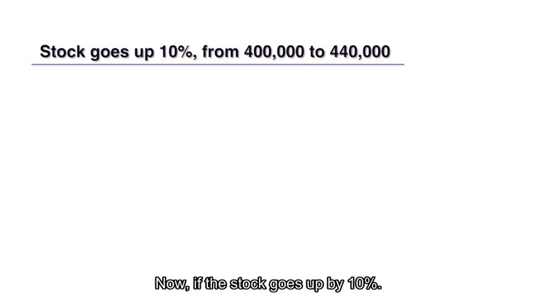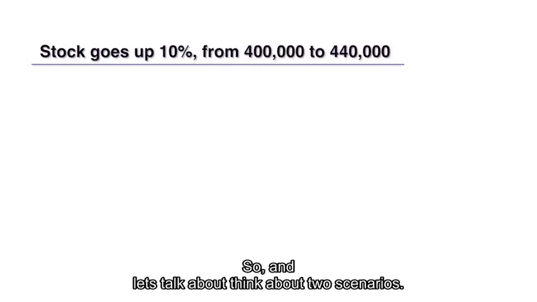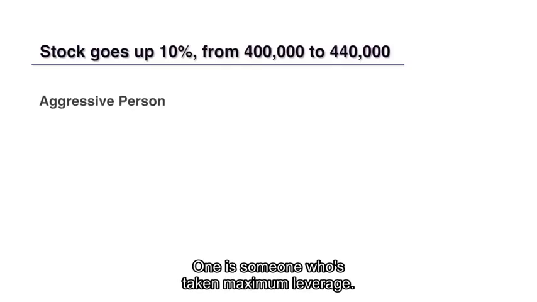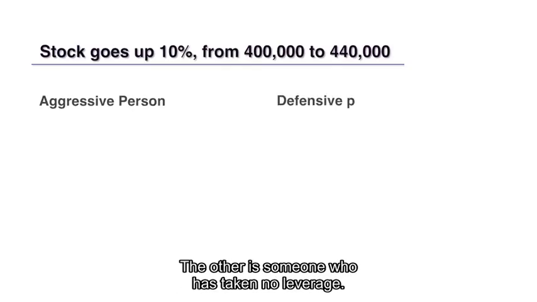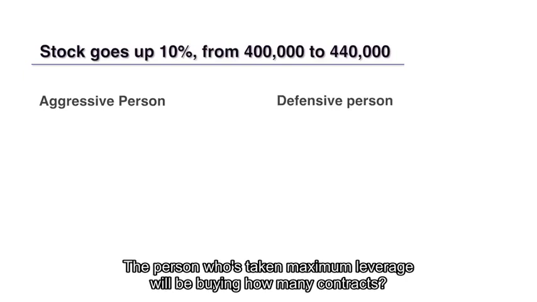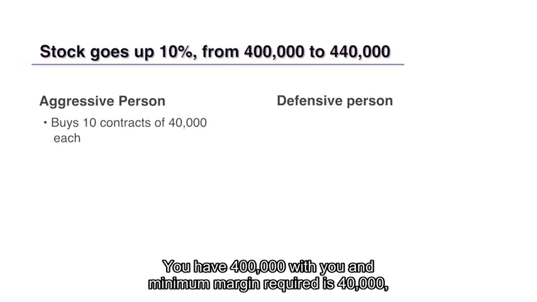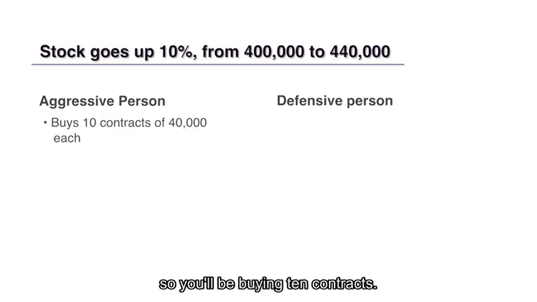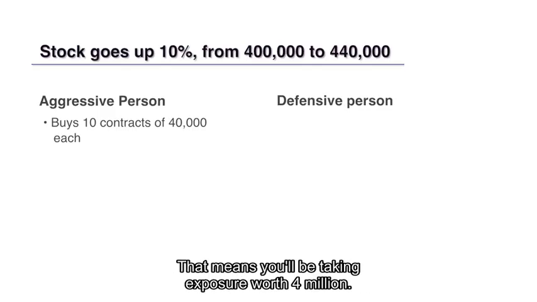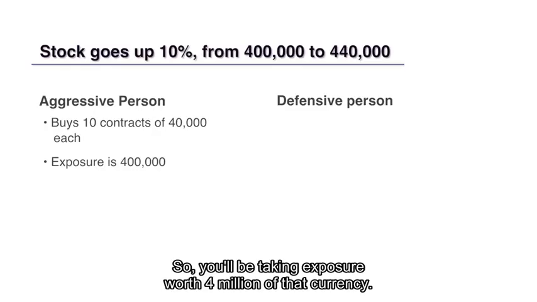Now if the stock goes up by 10%, right? Let's think about two scenarios. One is someone who's taken maximum leverage. The other is a case where someone has taken no leverage. The person who has taken maximum leverage will be buying how many contracts? Think about it. You have 400,000 with you and minimum margin required is 40,000. So you will be buying 10 contracts. That means you will be taking exposure worth 4 million of that currency.